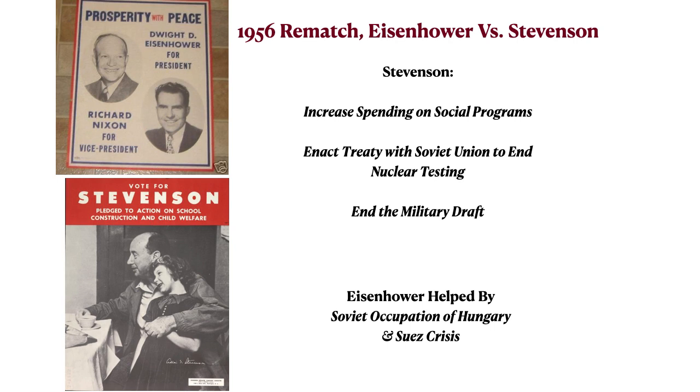1956 saw a rematch, Eisenhower versus Stevenson, same candidates. Stevenson at this time is pushing for increased spending on social programs. Let's take the New Deal a few steps further. He also wanted to reduce tensions with the Soviet Union. He wanted to end nuclear testing. He wanted to end the military draft. So he was running much more from the left at this time. Eisenhower was helped by international events, though. In 1956, the Soviet Union sent tanks into Budapest, Hungary. Hungary had become a Soviet ally after World War II because of Soviet machinations, but the Hungarians wanted a more liberal, open society, and the Soviets showed that they would not have it.